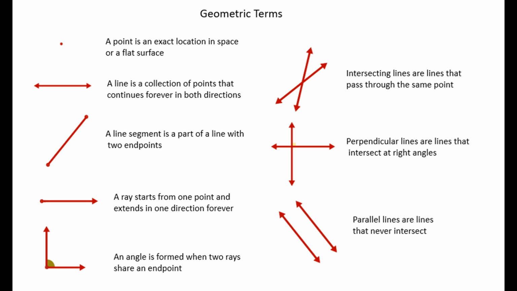Then we have an angle, which is formed when two rays share an endpoint. Then we have intersecting lines, which are lines that pass through the same point. Then we have perpendicular lines, which are lines that intersect at right angles. Then we have parallel lines, which are lines that never intersect.